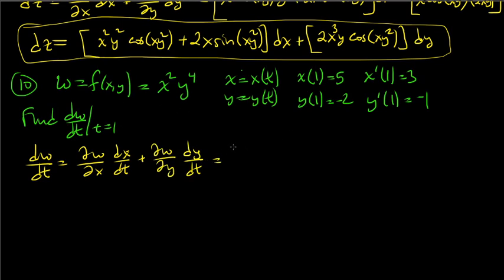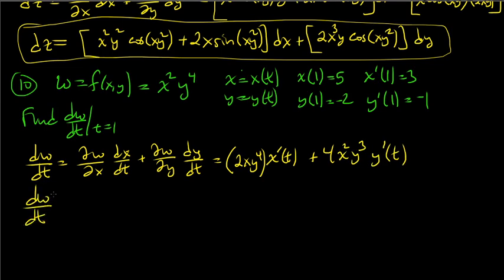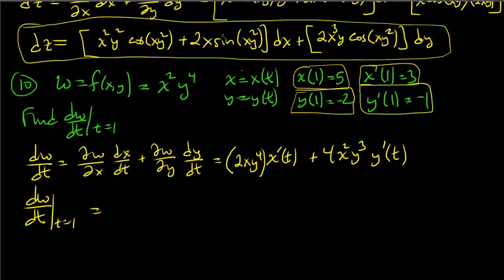So the partial of w with respect to x is 2x y to the 4th. And then the derivative of x with respect to t, well, we don't know. We don't know what x is in terms of t, right? So it's just x prime of t, right? Plus, the y partial of w is 4x squared y cubed. And then the derivative of y is y prime, right? So now we can just plug in t equals 1, right? And the way we do that is everywhere I see an x, you change it to 5. Everywhere I see a y, you change it to -2. The derivative of x evaluated at t equals 1 is 3, and the derivative of y evaluated at 1 is -1.